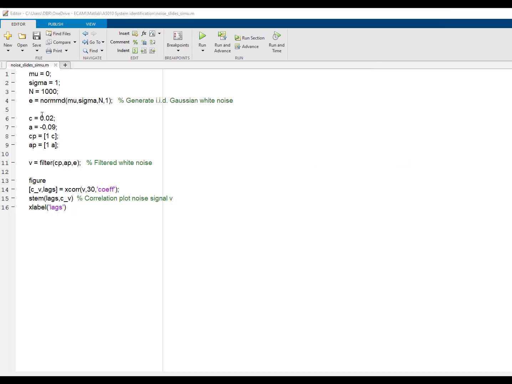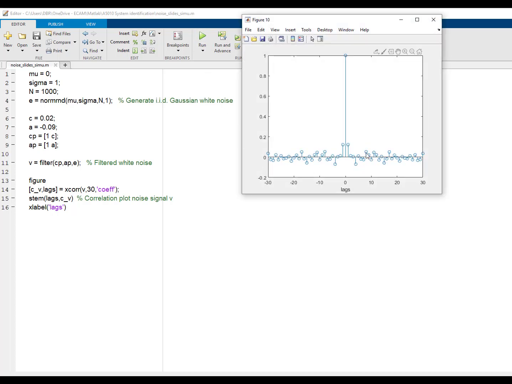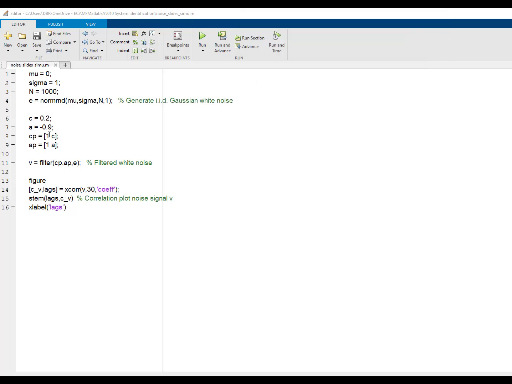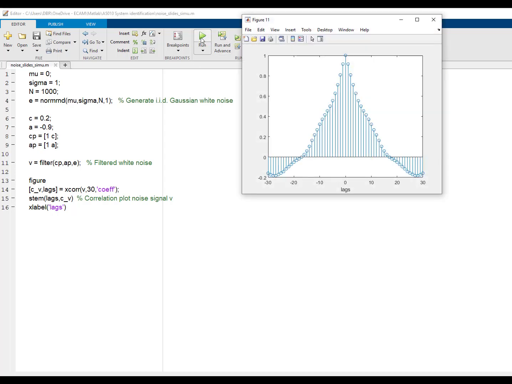So now we have increased both a and c by a factor of 10, and we see that we start to introduce some correlation between the v's. You see that there is a correlation between v(t) and v(t minus 1), for instance. So we have further increased the values of a and c, at least in absolute value, by a factor of 10 again. And this is the correlogram that you obtain.